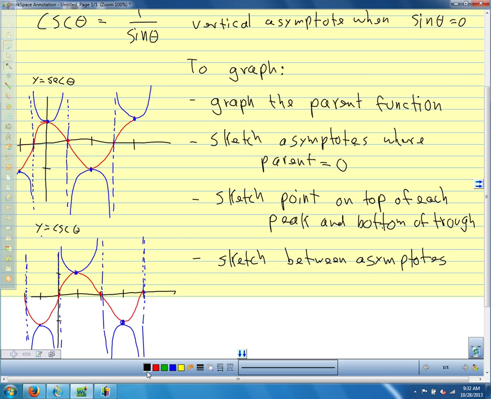So we start by graphing our parent function, which we know how to do already. Hopefully we're pretty good at graphing sines and cosines. And then we sketch in our asymptotes, and we're pretty much done. Put a maximum or minimum at the top of each peak and trough, and sketch little parabola shapes between our asymptotes.